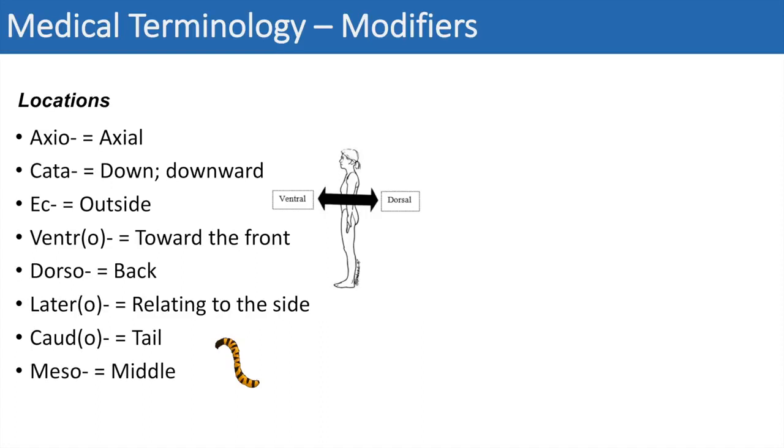The next one is meso, and this simply means the middle. So you can think of mesoderm, that embryonic tissue layer that's in between endoderm and ectoderm. So meso means middle.